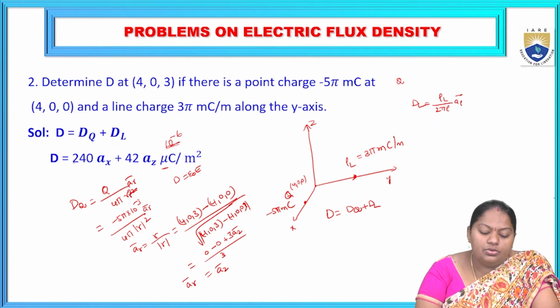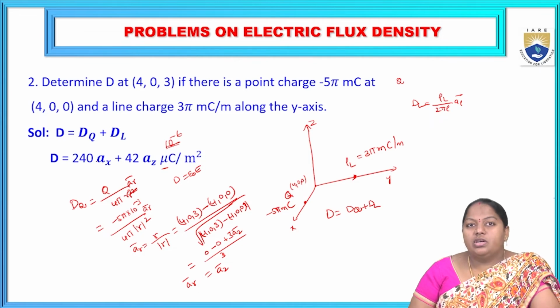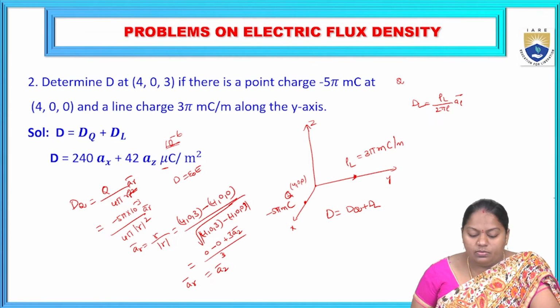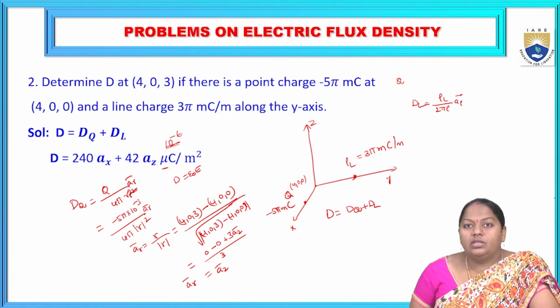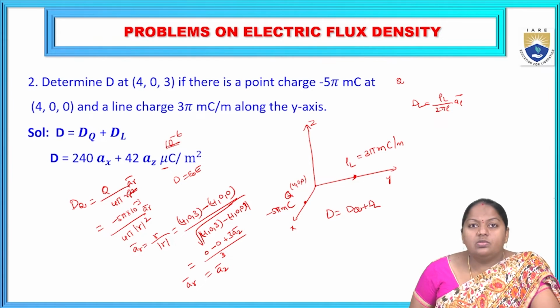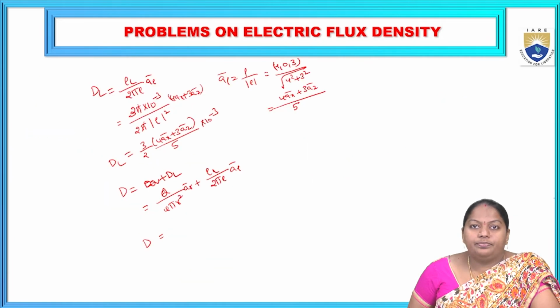Hence the flux density due to the line as well as the point charge is given, from the given problem, as 240 AX plus 42 AZ microcoulomb per meter square. Generally the flux density D is measured in coulomb per meter square, and the extra factor multiplied with the result is 10 power minus 6, which we write as micro. Hence the answer is 240 AX plus 42 AZ microcoulomb per meter square.